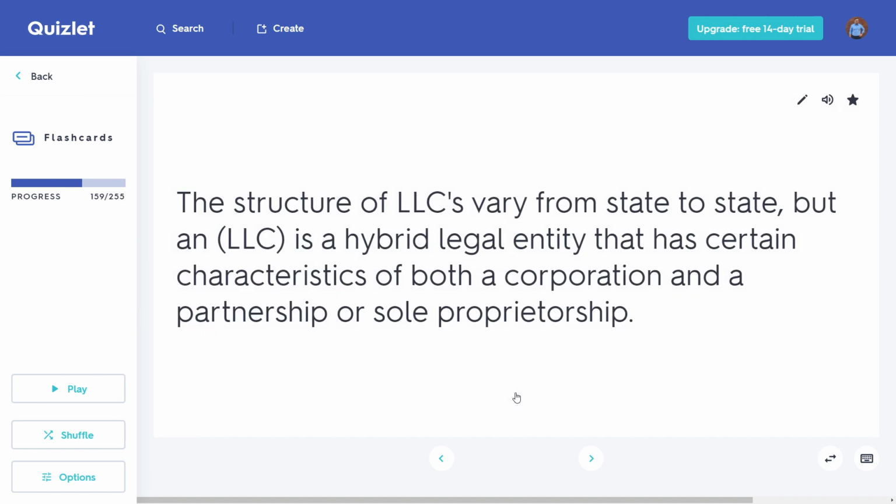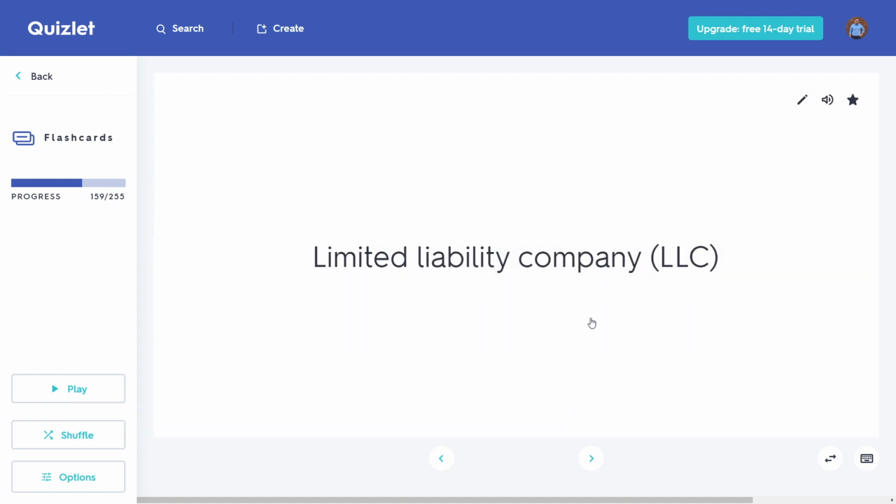So the definition, though, is that the structure of LLCs varies from state to state, but an LLC is a hybrid legal entity that has certain characteristics of both a corporation and a partnership or sole proprietorship. So again, it's kind of like a hybrid legal entity, but they can, in fact, purchase property under the LLC and not under the specific person or partnership. So this is super important to know. Obviously, when you're working in commercial real estate, you need to be familiar with business structures. That way, when you're talking to clients, you know what their legal status is and whether they are buying the property for themselves or for their business, things like that. So, all right, next one, limited partnership. So it looks like we're sticking with the business terms here. So give you guys a couple moments to think this one over.